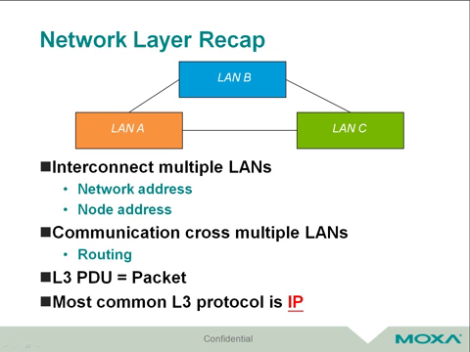Let's recap the basics of the network layer. This layer is responsible for communication between local networks, and it is achieved by introducing two addresses: network address and host address. The process of data propagation between networks is called routing. Also, I would like to remind you that the Layer 3 PDU is called a packet.